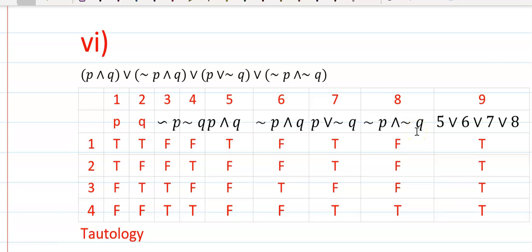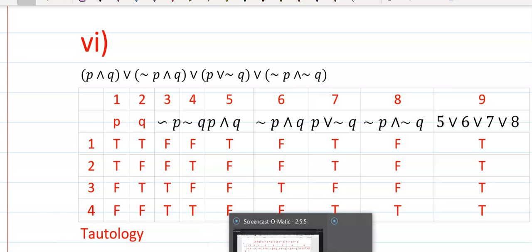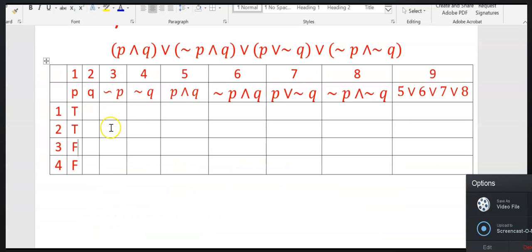And next we'll find out the OR between the fifth, sixth, seventh and eighth. If one of them is true, then it is true. Repeat, this is true, again true, and again true, and overall it is a tautology. Now see this again, how it comes.